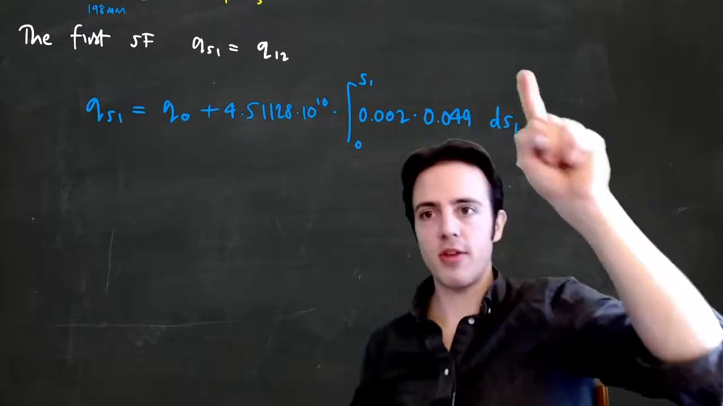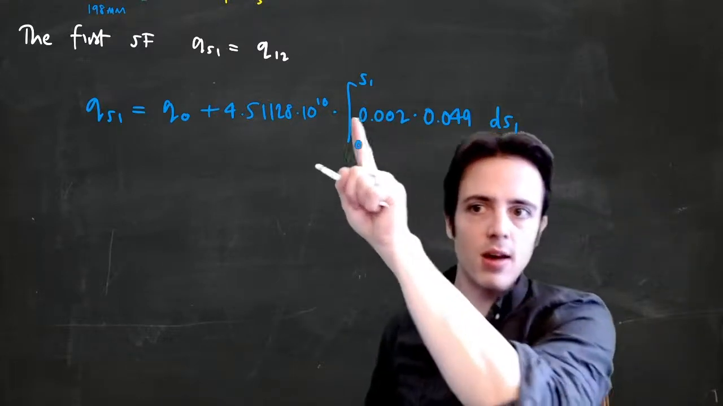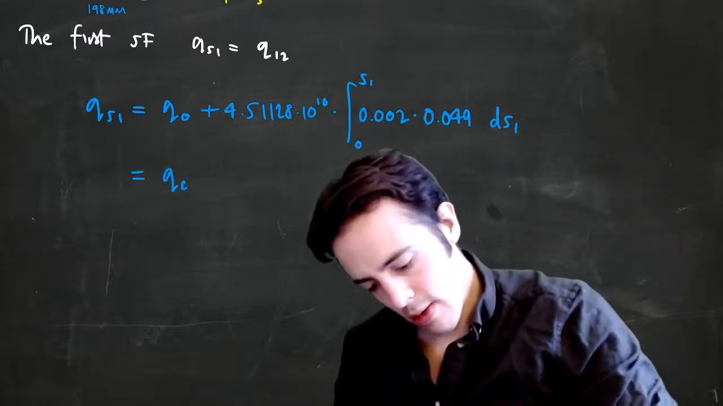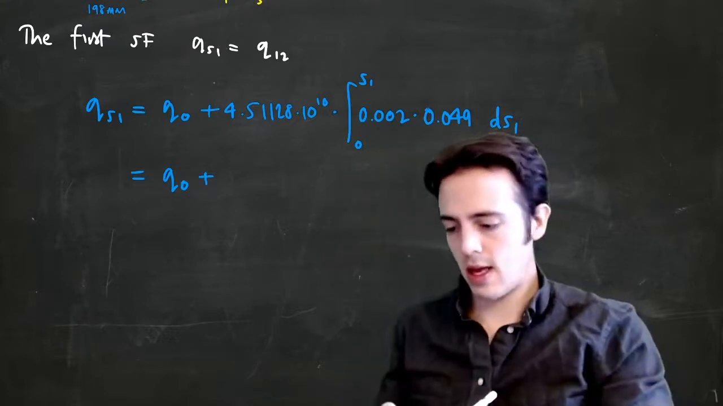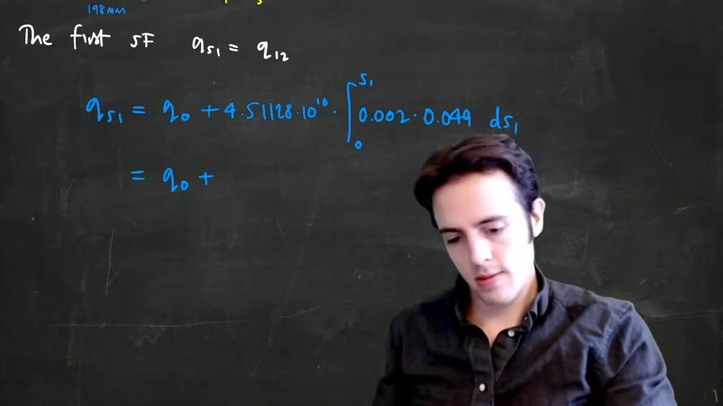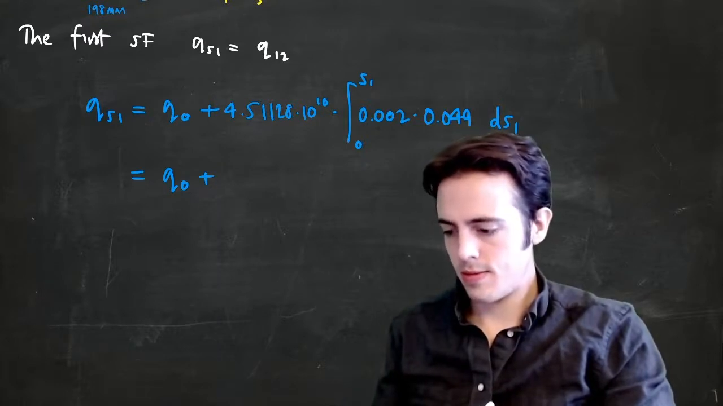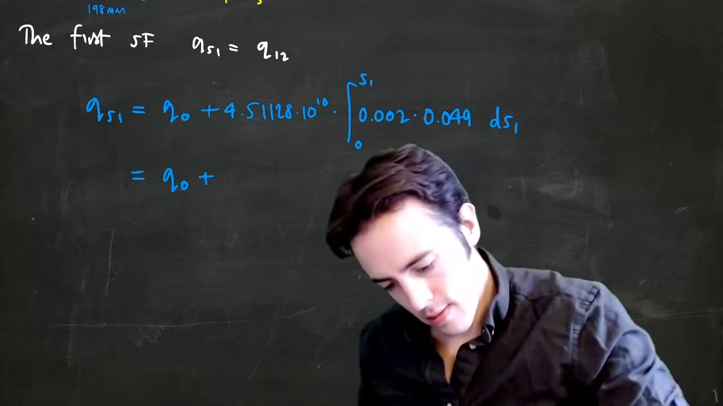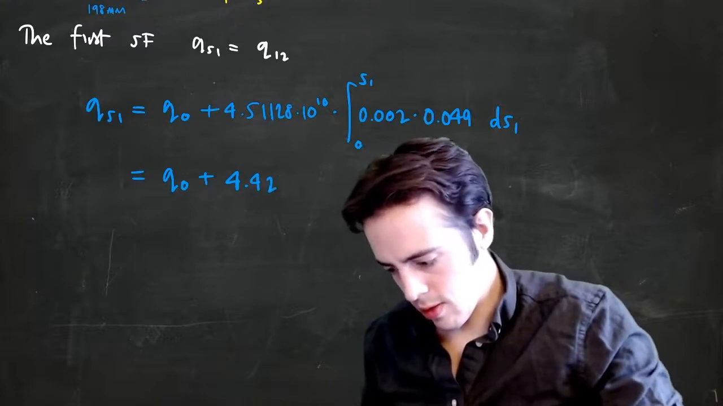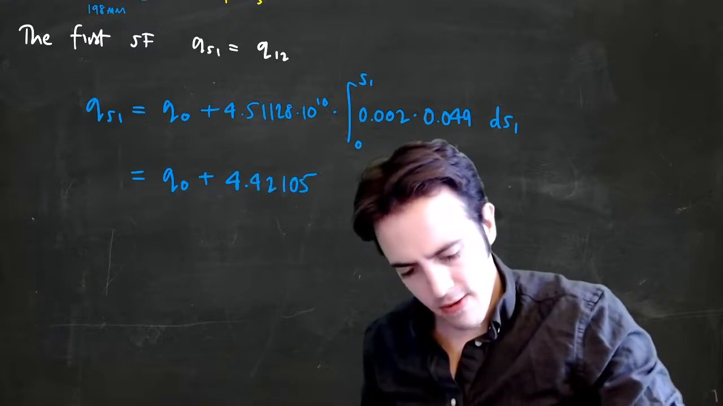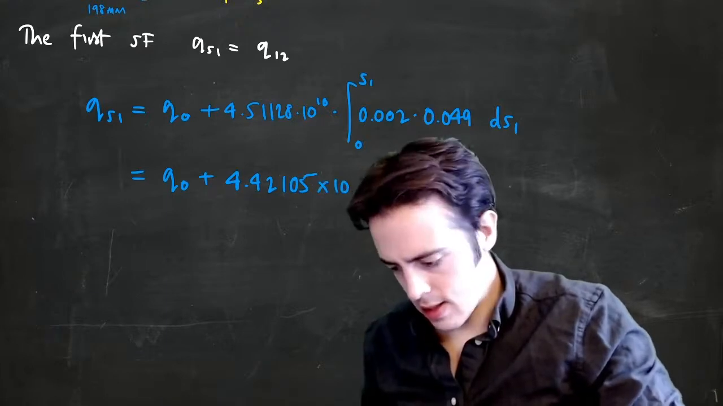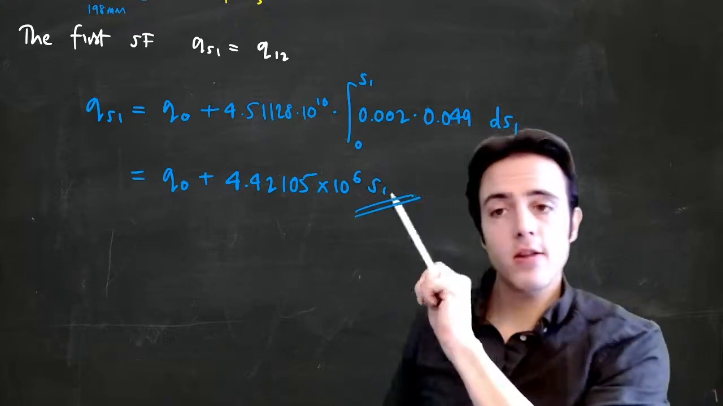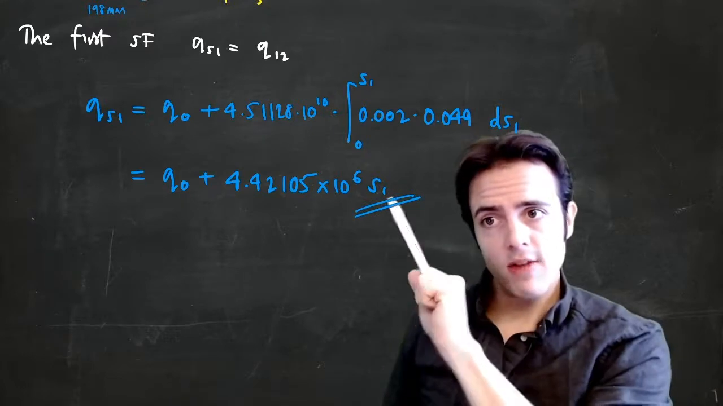Okay, so we've got nothing in the integral that's actually a function of S1, so we can just multiply these together and stick an S1 on the end, and that's our answer. So we get Q0 plus, doing all these numbers together, 4.42105 times 10 to the 6 S1. So this is our first shear flow distribution, the shear flow distribution in S1.